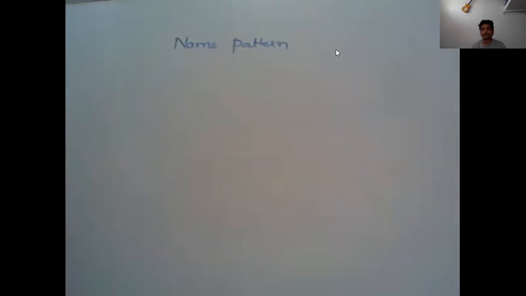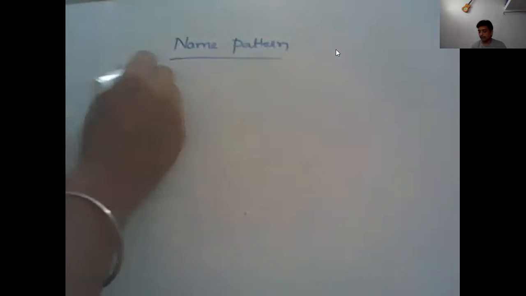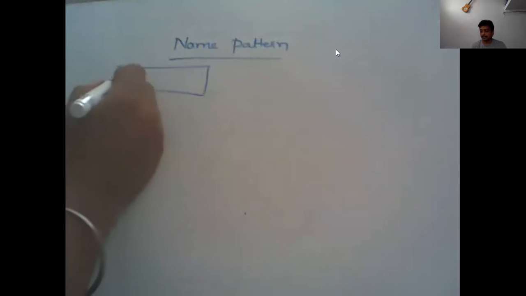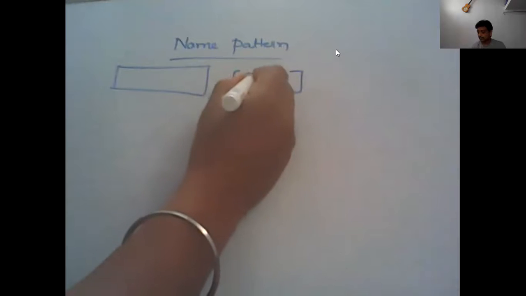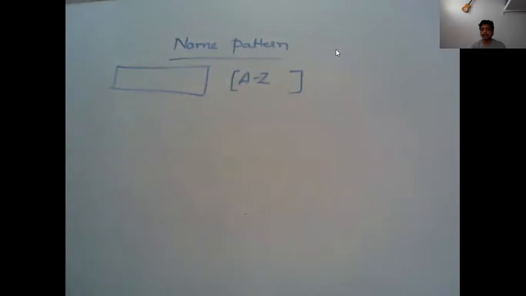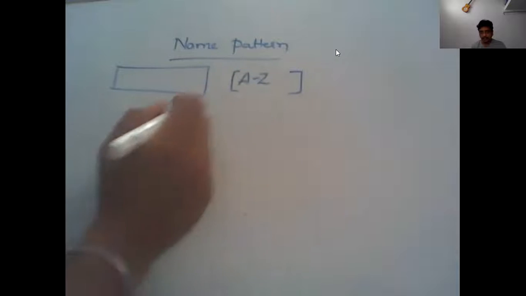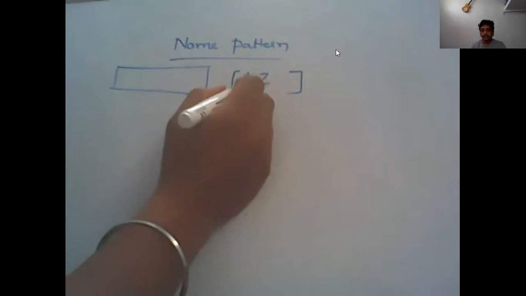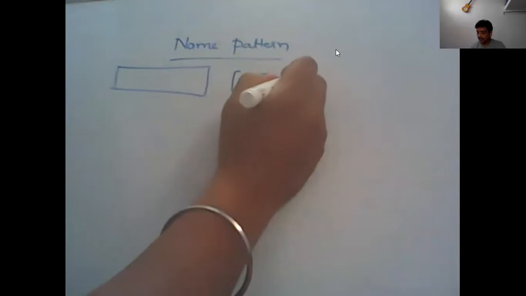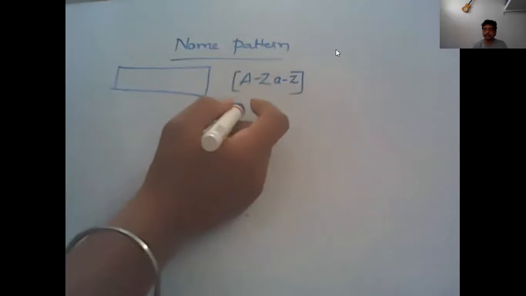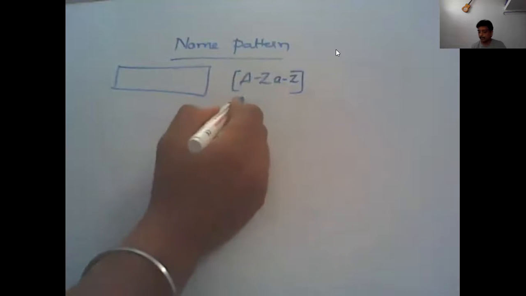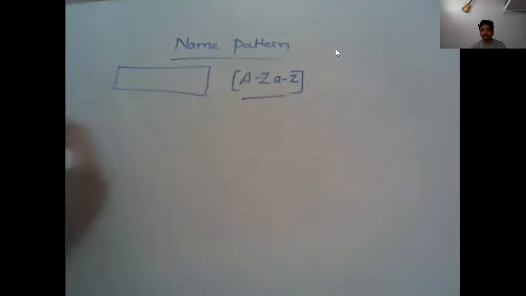For the name pattern, I want to check for the name. The pattern should be characters only. It could be uppercase A to Z or lowercase a to z, whatever. They may write it in uppercase or in lowercase. In that case, how can I write it? I can write it like this.